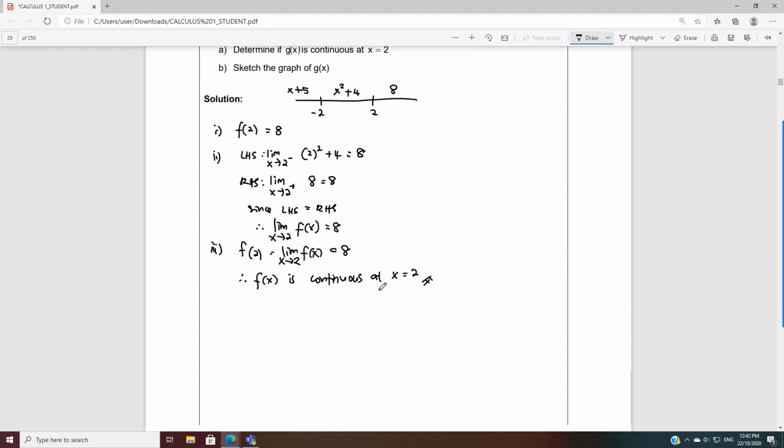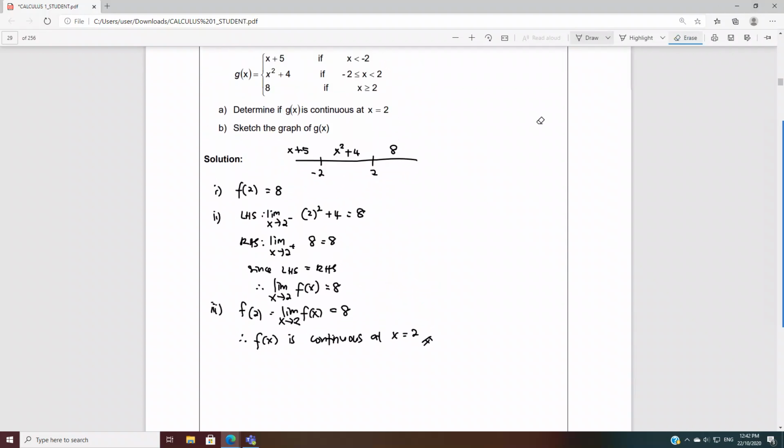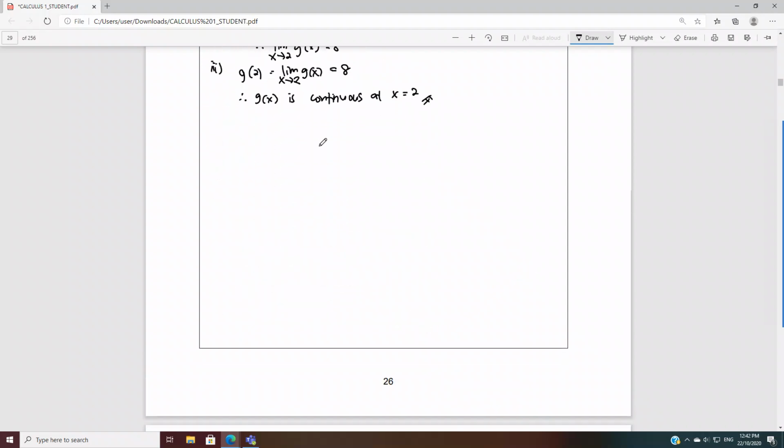Okay, so sorry, gx. So dia guna fx pula, gx. Okay, so sini gx. Okay, so graph. How to sketch the graph?